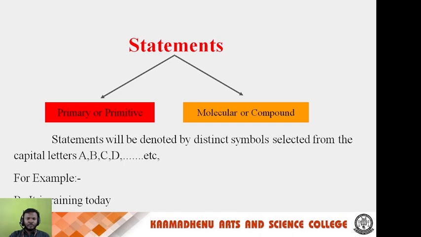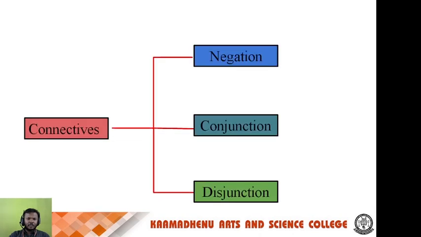Statements will be denoted by distinct symbols selected from the capital letters A, B, C, D. For example, the statement "it is raining today" is denoted by the capital letter P. It means that P is the statement "it is raining today." Here we have to see the connectives: negation, conjunction and disjunction.